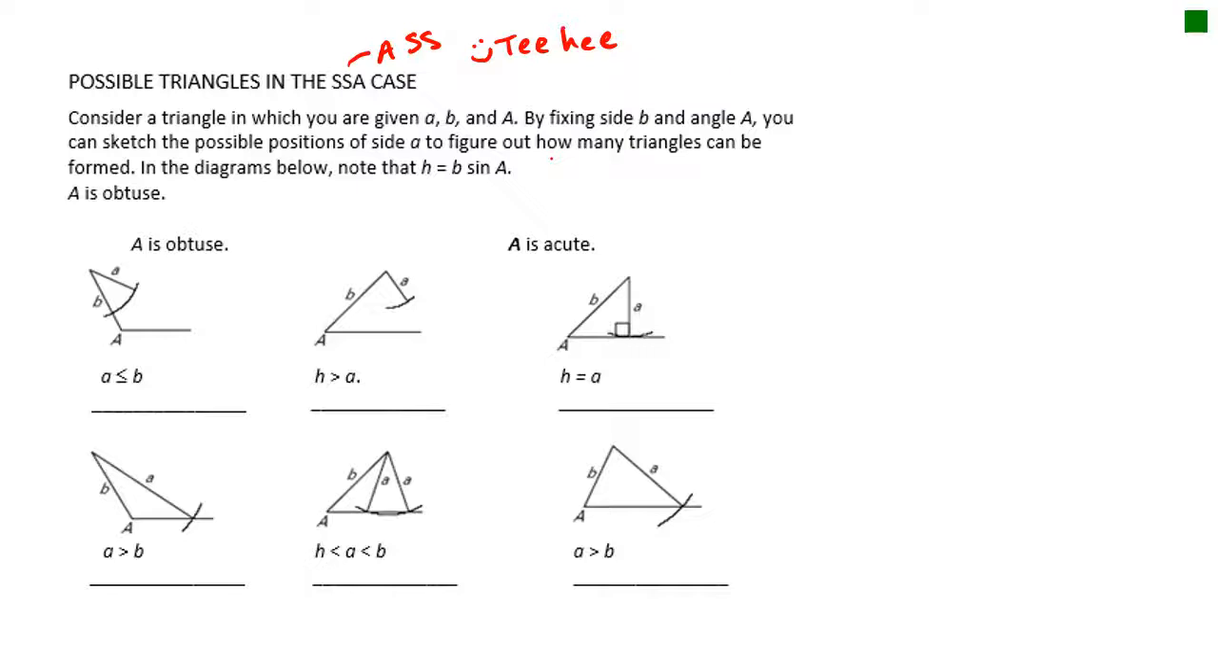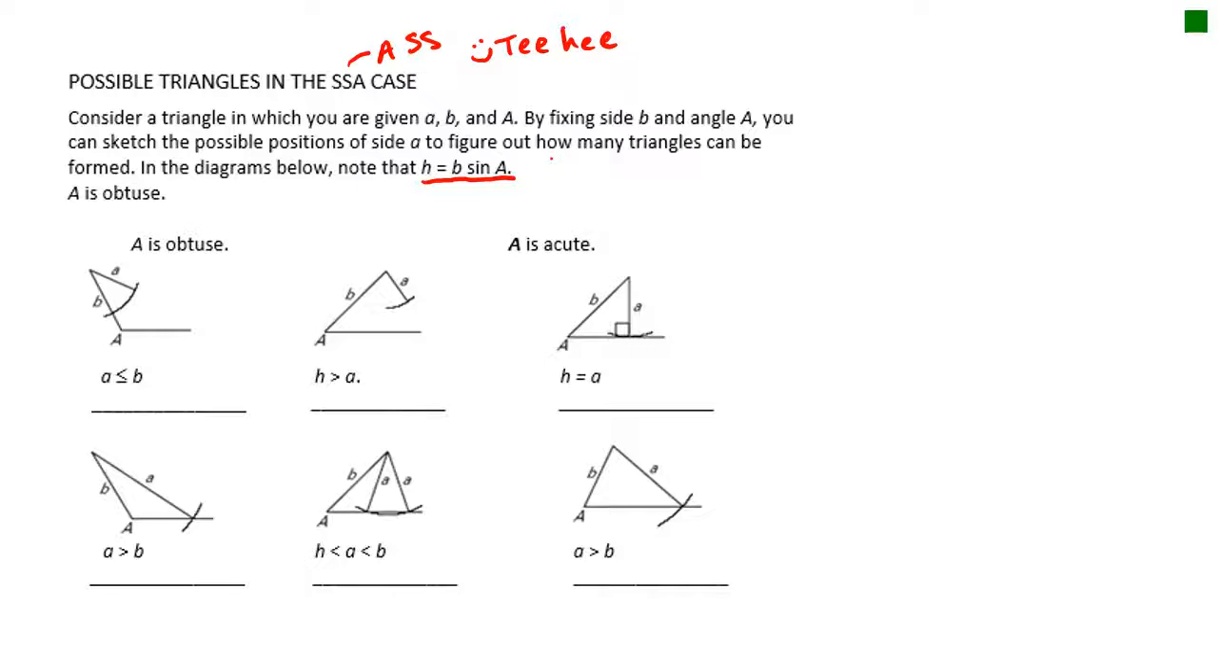All right, so this is a triangle when you're given side A, side B, and angle A. So one of the angles is opposite the side I gave you, just one of them. You can sketch a bunch of different triangles based on that. And we're going to figure out what type of triangle can be formed. And we're going to use the fact that h equals b times sine A.